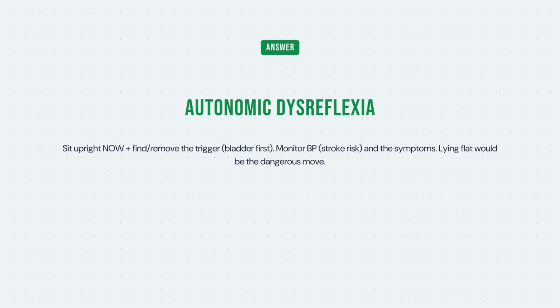The condition is autonomic dysreflexia. The actions: sit the patient upright immediately to drop the pressure, and find and remove the trigger, starting with a distended bladder. The parameters to monitor: blood pressure, which can climb high enough to cause a stroke, and the symptoms, the headache and flushing that tell you whether the trigger is resolving. Lying the patient flat here would be the dangerous wrong move.